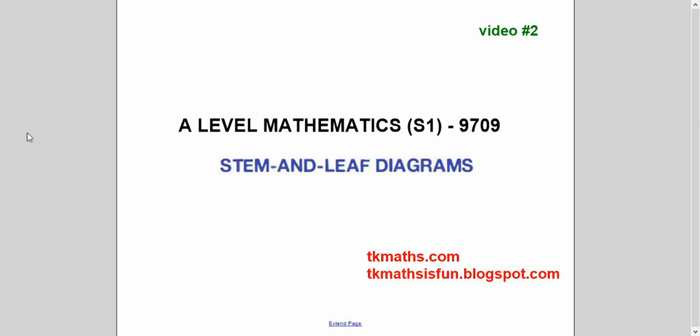This is video number 2 on stem and leaf diagram, which is a part of the syllabus of A-level mathematics S1. Video number 1 has covered how to draw a stem and leaf diagram with the help of different types of data. Maybe it is in decimal, maybe it is in 2-digit, maybe it is in 3-digit. So how to draw a stem and leaf diagram, how to make a key. These types of aspects we have covered in that. How do we decide the interval of the stem and leaf diagram?